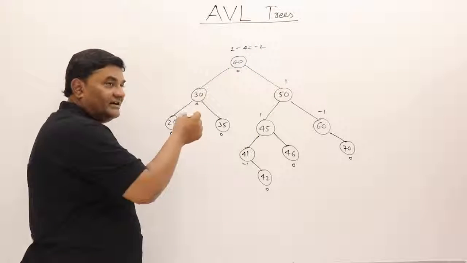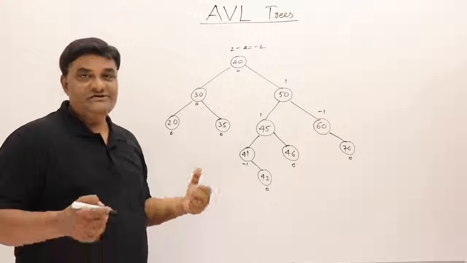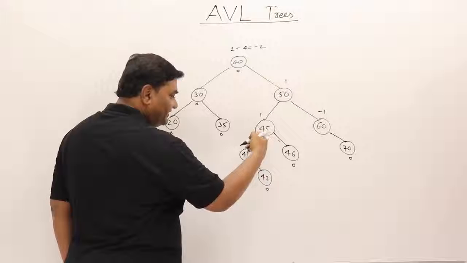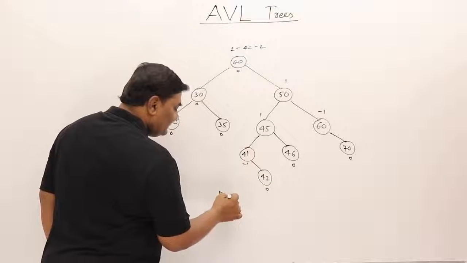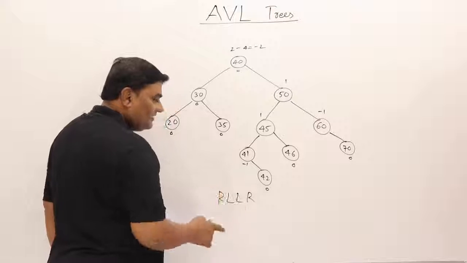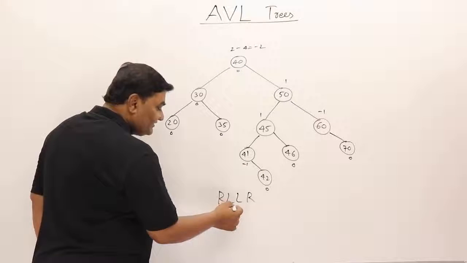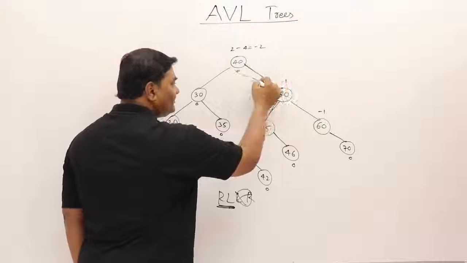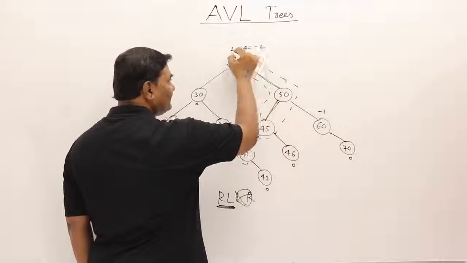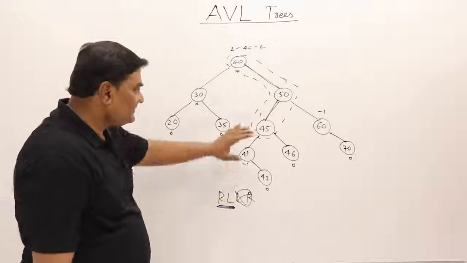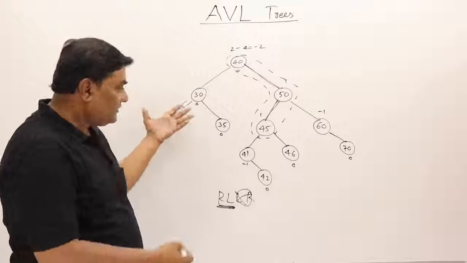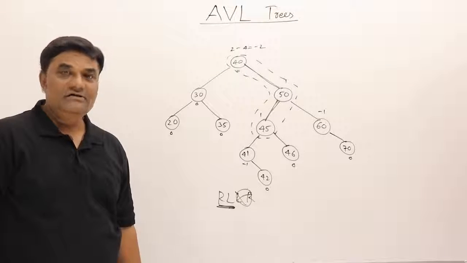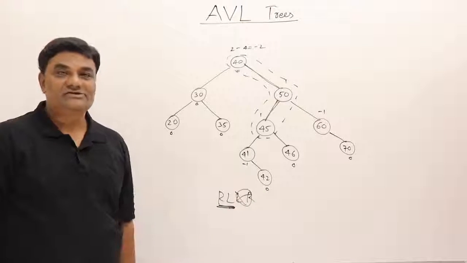This node became imbalanced. Now which rotation should I perform? Where I have inserted: right, left, left, right. Don't take all steps. Just take the first two steps, left, right. Remove this one. I have to perform rotation by using just 3 nodes. So what happens? 45 goes up, 40 moves here. What about all other nodes? Already I have shown you the formula for how they are adjusted. So just follow that and complete this rotation.